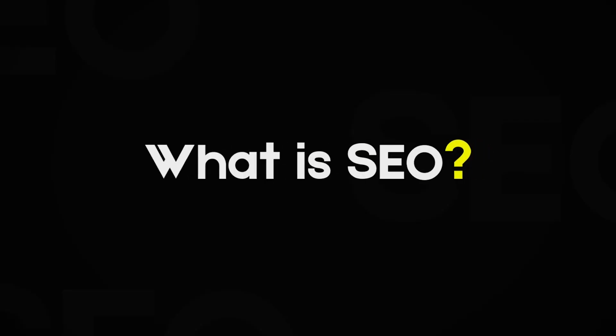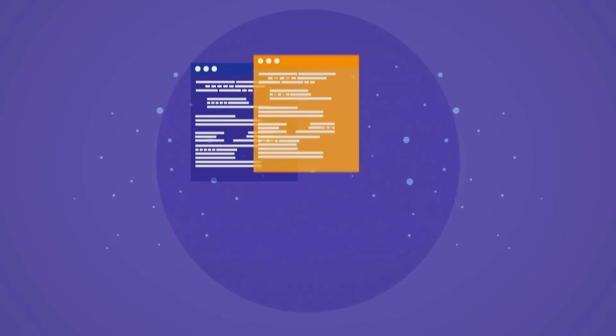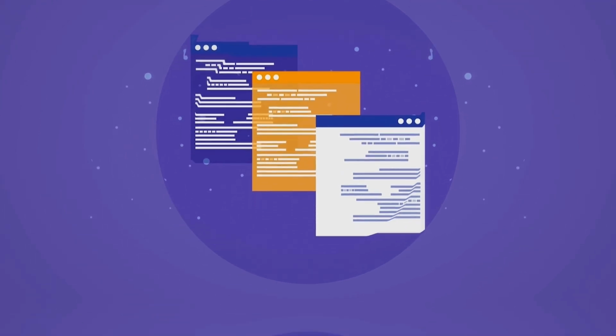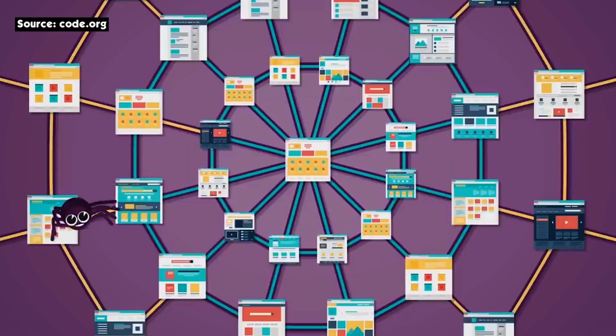What is SEO? Search engine optimization is a way to optimize your website for search engines. This means that you structure your website and its pages in a way that when search engines are crawling and indexing your website, it's easy for them to understand the content of your website.